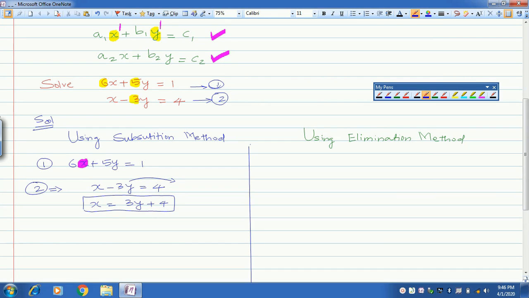Equation 1 implies 6 plus 5y is equal 1. So what about the x value? The x value is here.